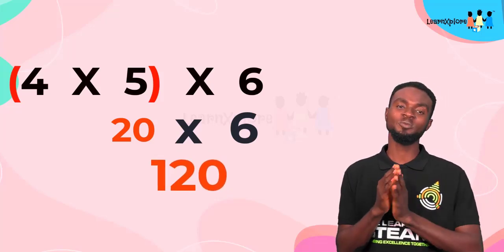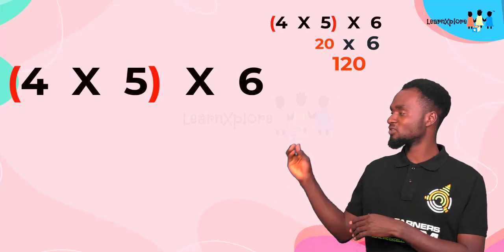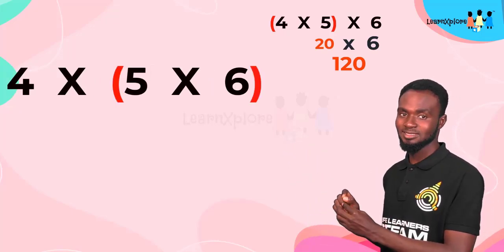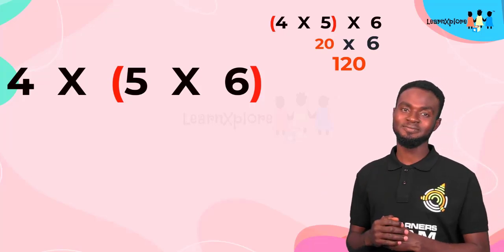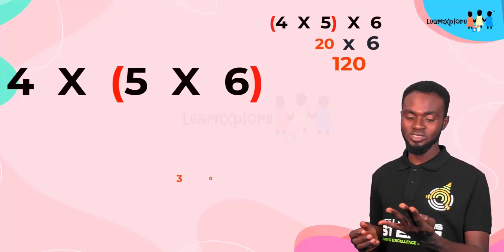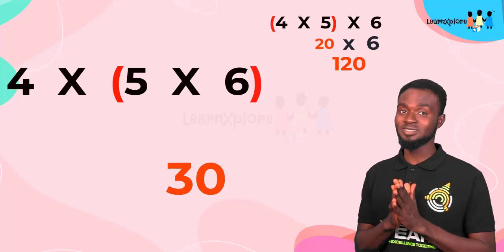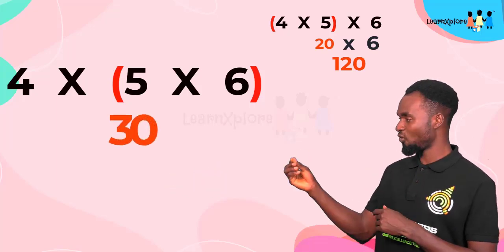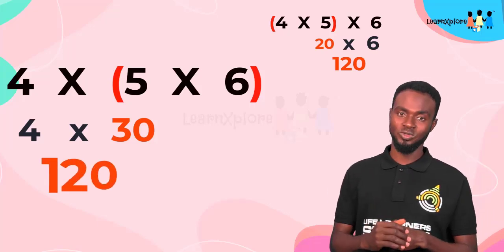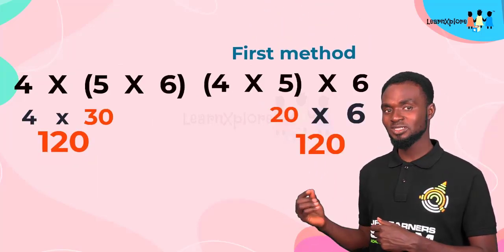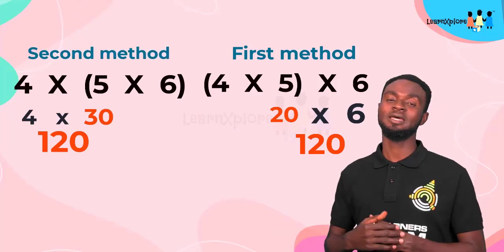Now let's try grouping the last 2, which is 5 and 6, in bracket. So we'll start with the ones in the bracket first. So 5 times 6 will give us 5, 10, 15, 20, 25, 30. So 5 times 6 is 30. So we have 4 multiplied by 30. It will still give us 120. So the answer in the first method is the same as the answer in the second method.